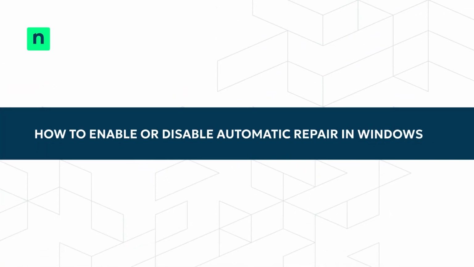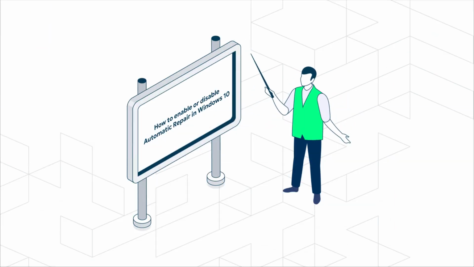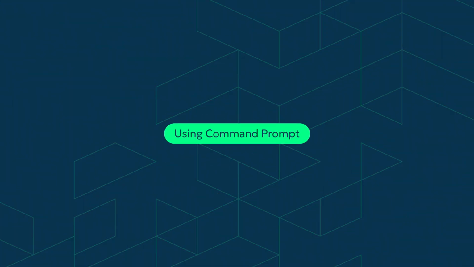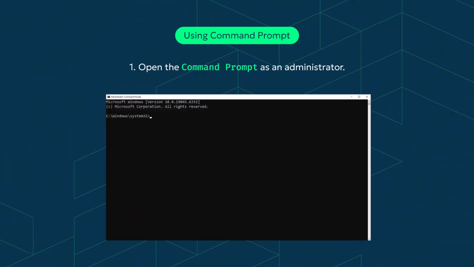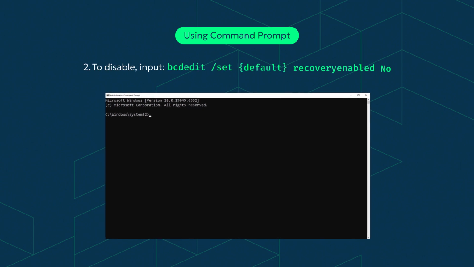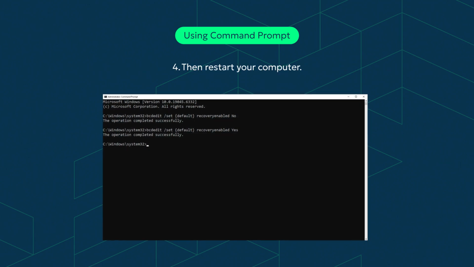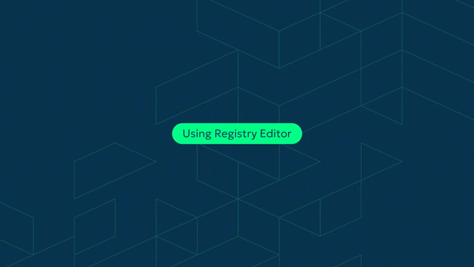How to enable or disable automatic repair in Windows 10. There are many ways to enable or disable automatic repair in Windows 10. First, let's take a look at how to use the command prompt. Open the command prompt as an administrator. To disable, input. To enable, input. Then restart your computer. The next option is to use the registry editor.